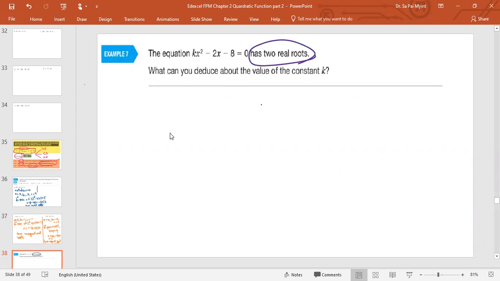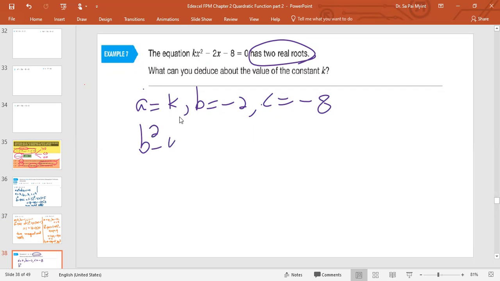Two real roots given. Two real roots mean these two real roots are distinct, not equal. There is no equality given. So what do we do here? Two real roots are not equal. Okay, so from this, you can write a equal to k, b equal to minus 2, c equal to 8. So what is the discriminant? Discriminant is b square minus 4ac.